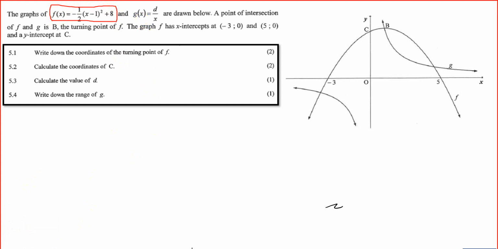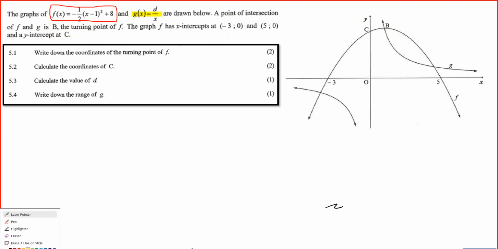The next function that we have, and I want to highlight that, is g of x is equal to d over x, which is our hyperbola. So we have our hyperbola, which is called g, and we have the parabola, which is called f. And then the question goes on to tell us that a point of intersection of f and g is b. So b is our point of intersection, but b is also your turning point.